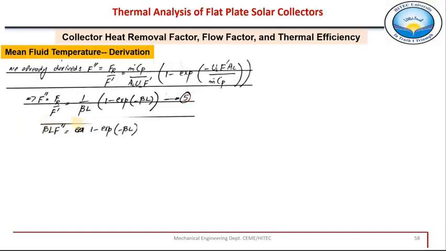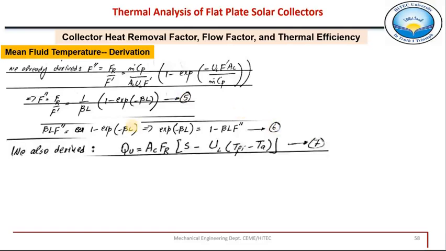Further, we can simplify this. Take this beta L to this side: beta L into F double dash is equal to 1 minus exponent of minus beta L. So here further we can write this exponent of minus beta L is equal to 1 minus beta L into F double dash. Okay, so now this is equation 6. So remember all these equations 3, 4, 5, 6.